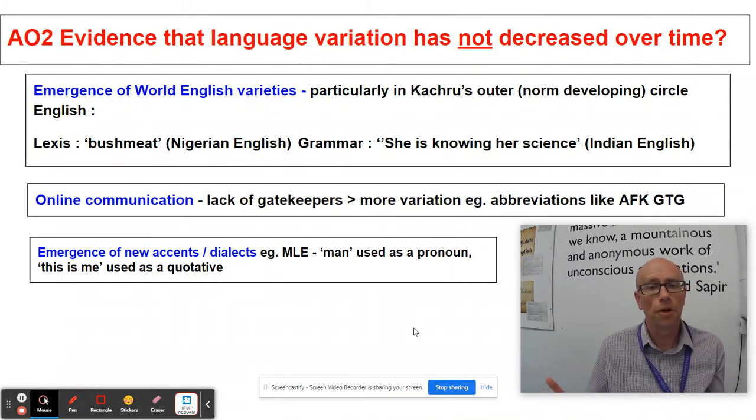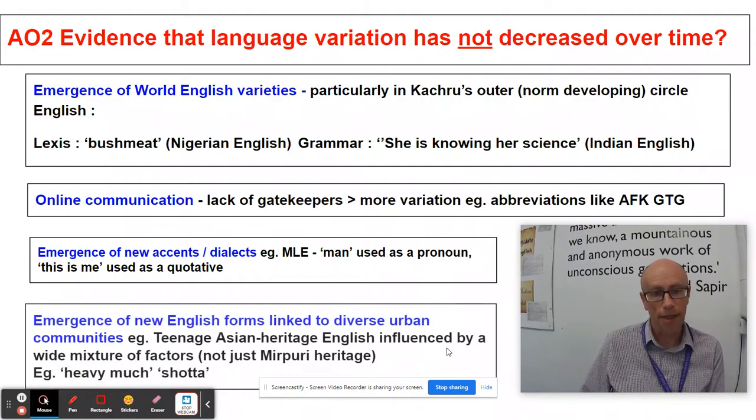But think of examples of MLE. You've got man, for example, being used as a pronoun. You've got this is me being used as a quotative. The key to this is always try and think of single examples and make sure that your examples come from different language levels that are going to evidence the point that you're making.